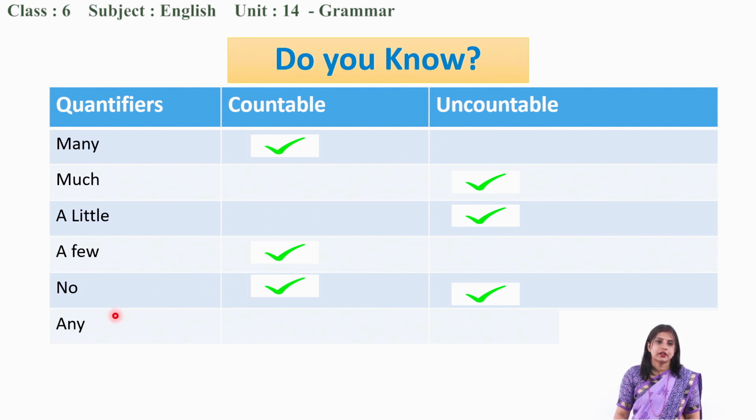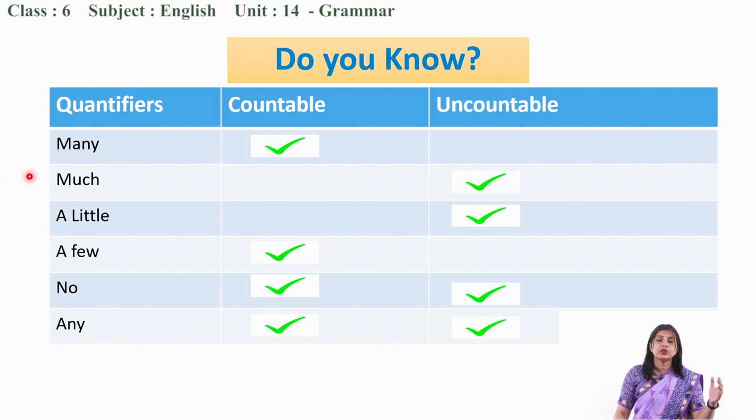Right? Okay, so the next one is any. Where do we use any? Yes, any can be used with countable also and uncountable also. Do you have any friends? Is there any tea? So, any can be used with both countable and uncountable nouns. They are very general, they don't get limited to one thing. They are broadly used with both.